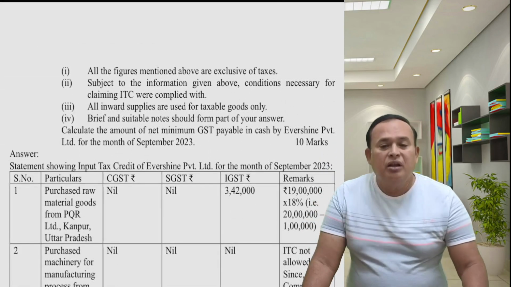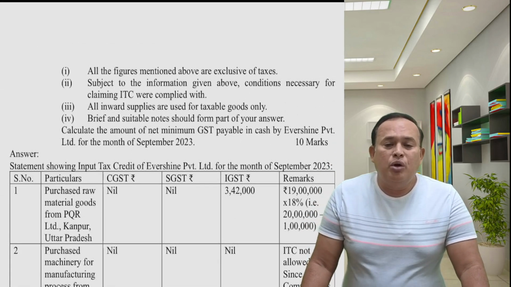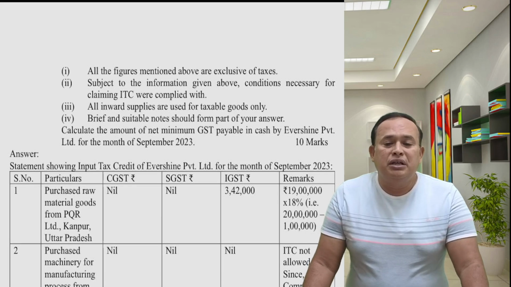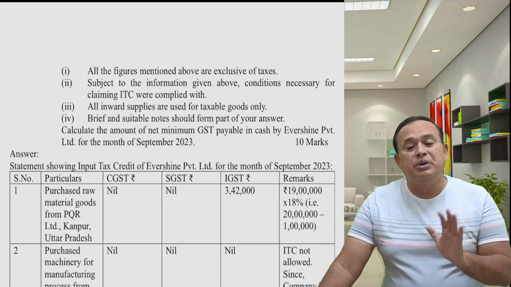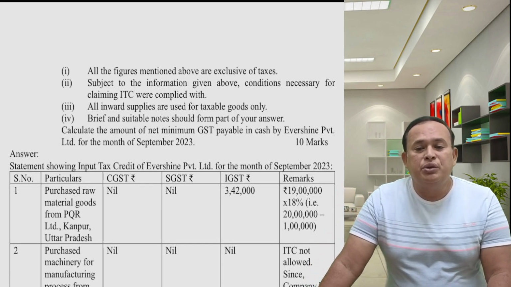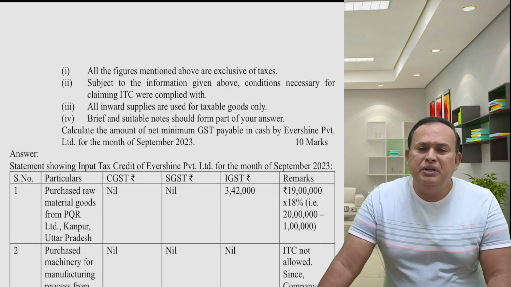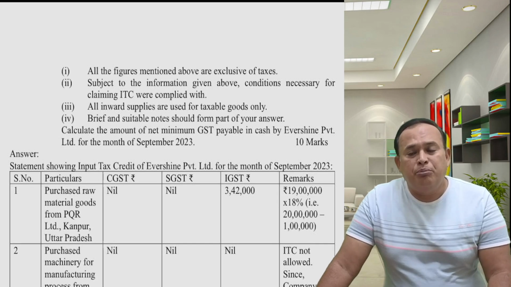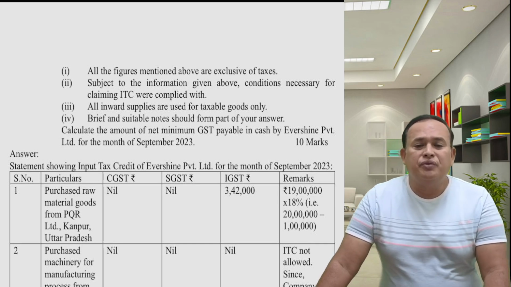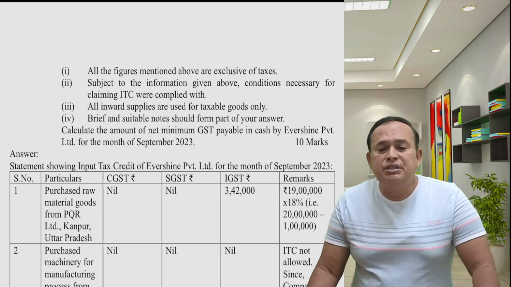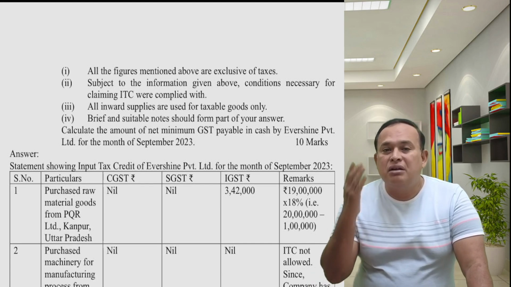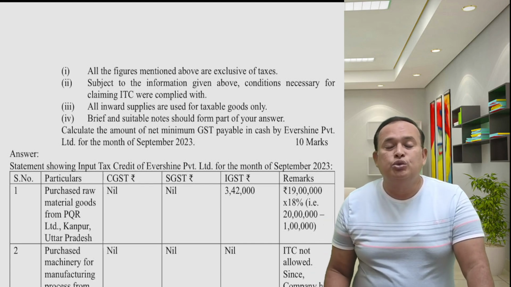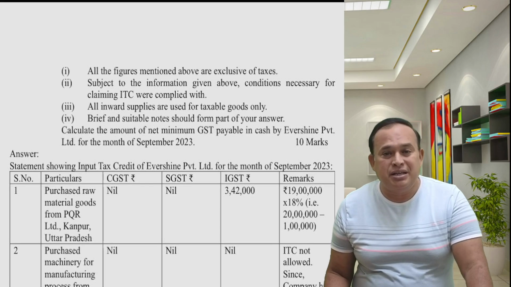Notes: All the figures mentioned above are exclusive of taxes, subject to the information given above. Conditions necessary for claiming the ITC were complied with. All inward supplies are used for taxable goods only. Briefly and suitably note the provisions, which form part of your answer. Calculate the amount of net minimum GST payable in cash by Evershine Private Limited for the month of September. 10 marks. This problem appeared in the May 2024 examination of CA Inter.